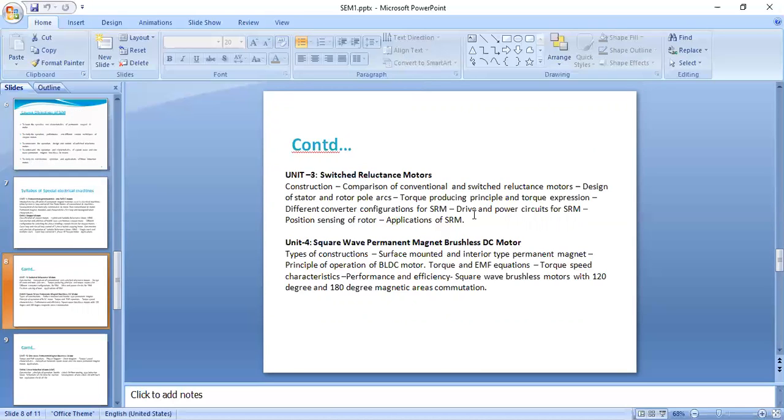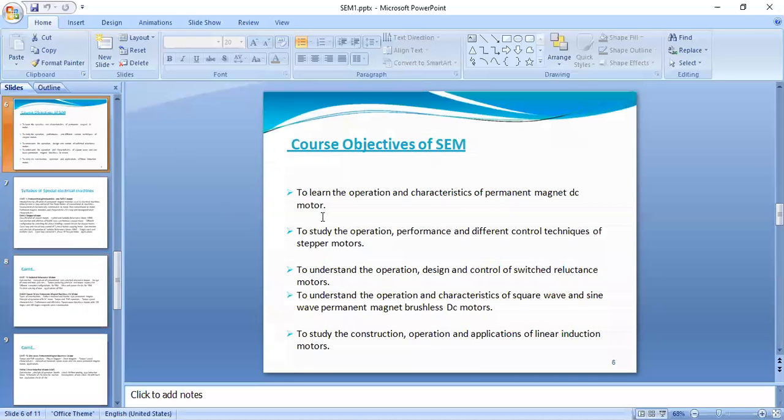Just for how we are writing the course objective for each unit, I'm going to discuss that only. So for this unit 3, the course objective is that the student will be able to understand the operation, design and control of switched reluctance motors. What is the course objective for unit 3? To understand the operation, design and control of the switched reluctance motor. That is the course objective for unit 3.